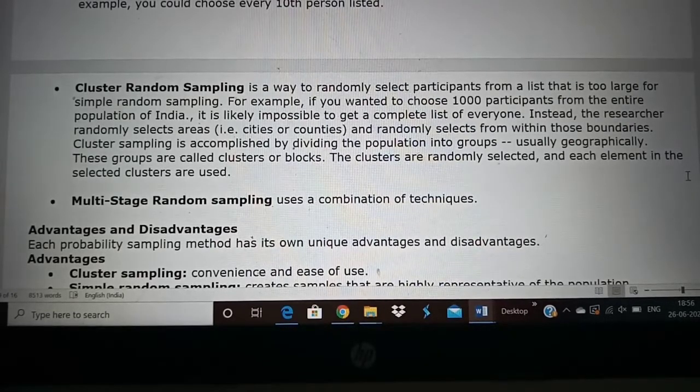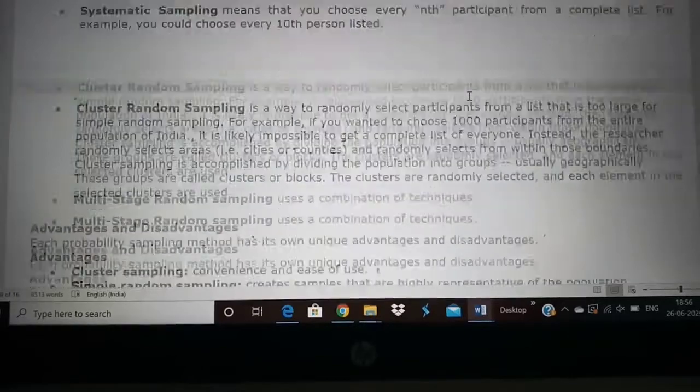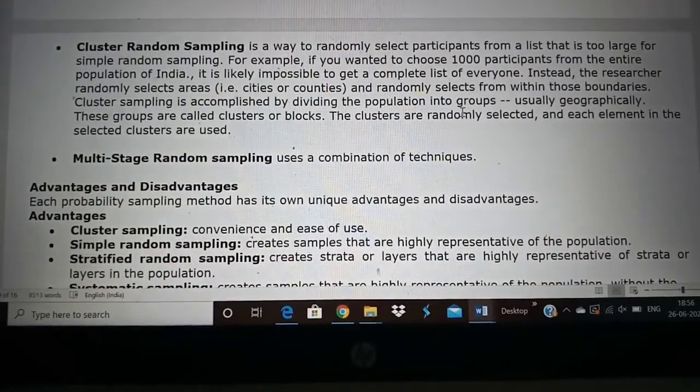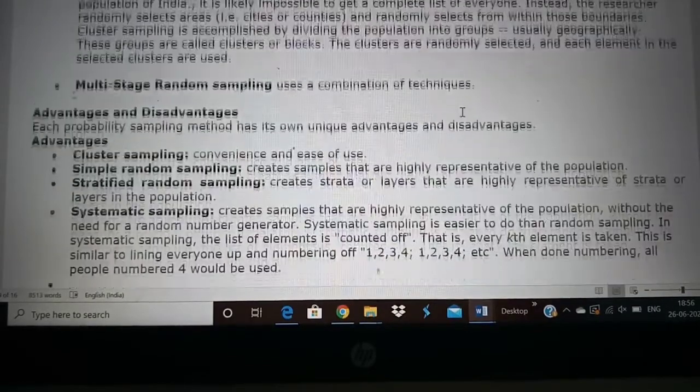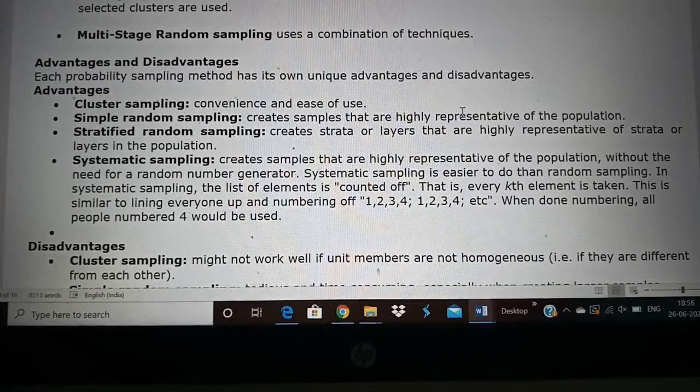Then multi-stage random sampling is a combination of all the above 4 methods. It is systematic, it uses the cluster random method, it uses the stratified method, and the simple random. All four together form the multi-stage random sampling. There are advantages of each of these and some disadvantages also. So let's see the advantages and disadvantages.